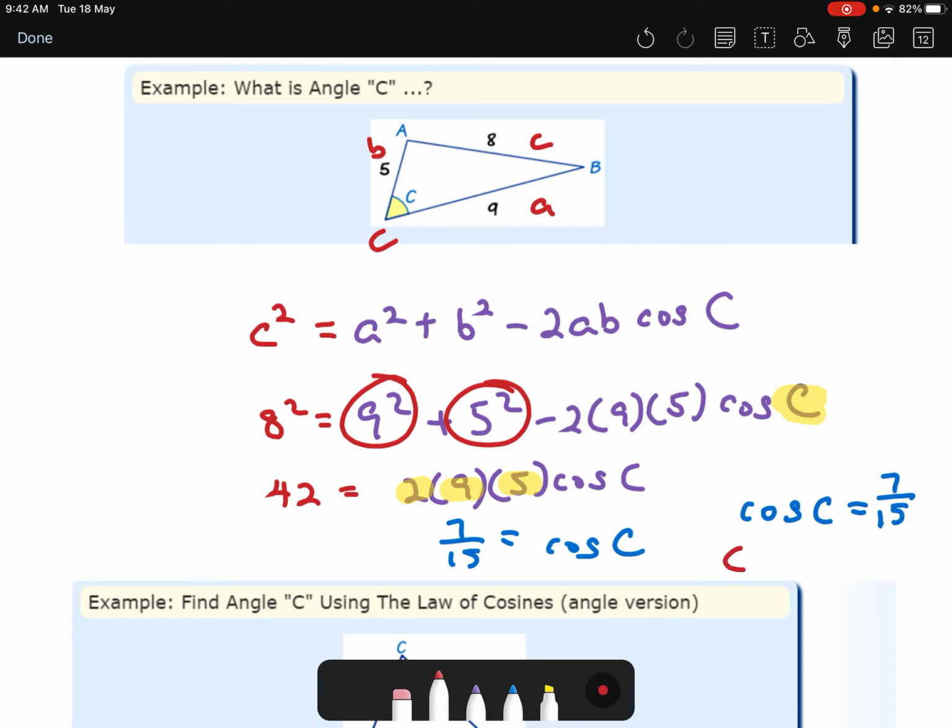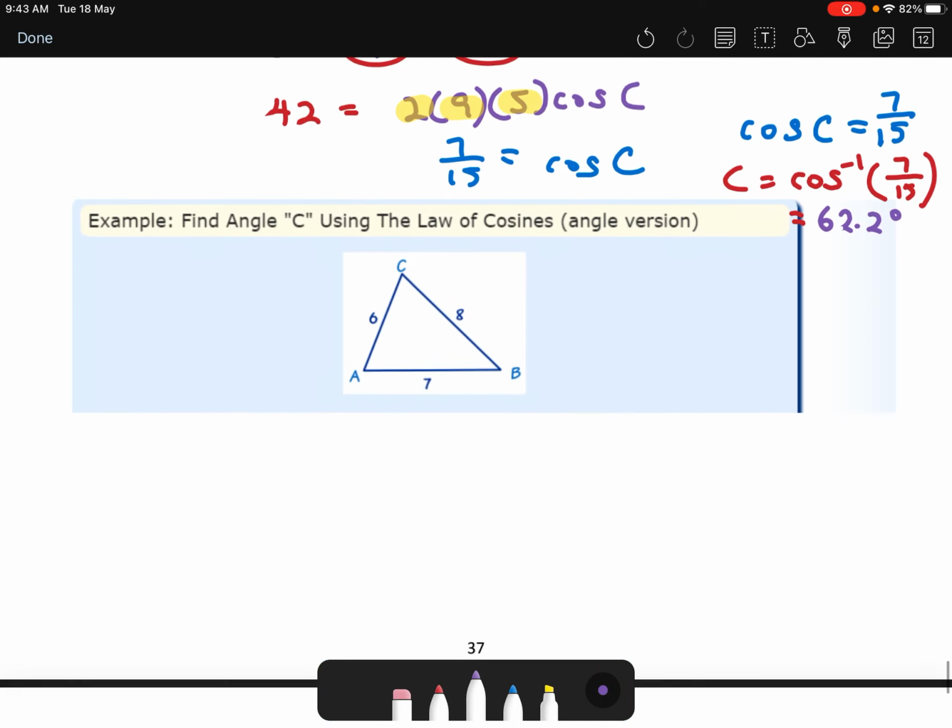Alright, so how do you find C? Just remember cosine inverse 7 over 15. How do you press cosine inverse? You just press second F, then cosine, 7, 15. So your angle C is about 62.2 degrees. Yeah, so this is how you use cosine rule.